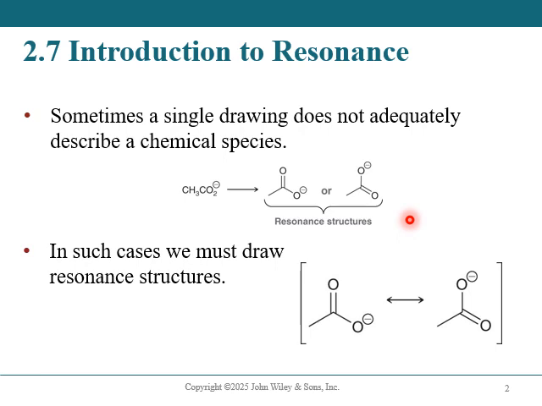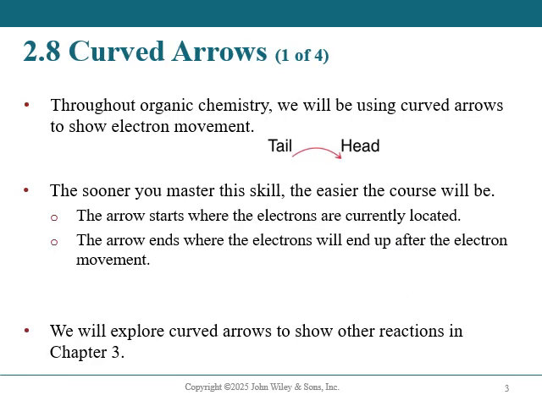So instead what we do is draw all possible structures and use a double-headed arrow to depict a resonance structure. So what we're saying here is that these are possibilities, and the actual experimentally determined structure is a hybrid between these two. That's what it means to have a resonance structure.